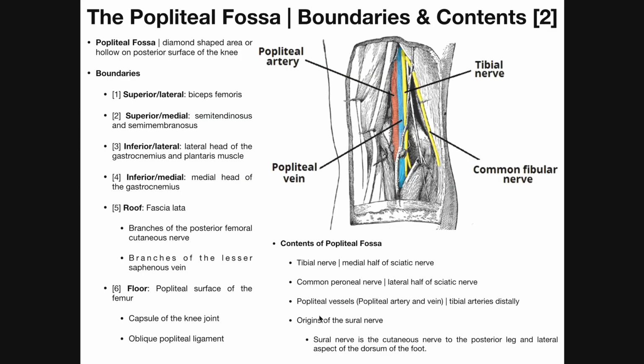Okay? The other thing that the popliteal fossa contains is origins of the sural nerve. The sural nerve is a cutaneous nerve that goes to the posterior leg and the lateral aspect of the dorsum of the foot. The dorsum of the foot would be the top of the foot, so it goes to the lateral aspect of that and really just provides sensory information. So if someone were to touch you on those areas, it would relay information to the central nervous system, so they're cutaneous nerves. So origins of the sural nerve are also in the popliteal fossa.